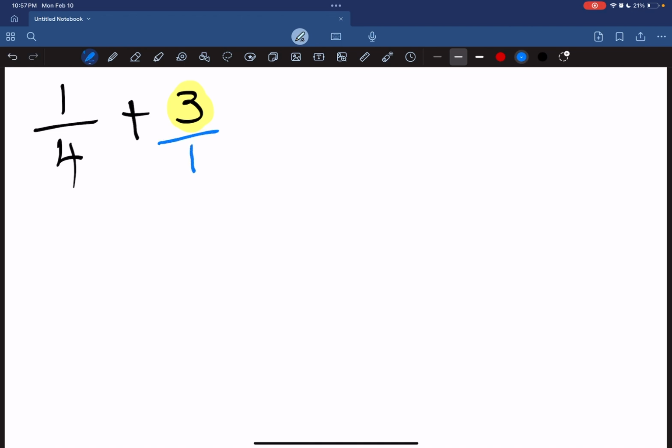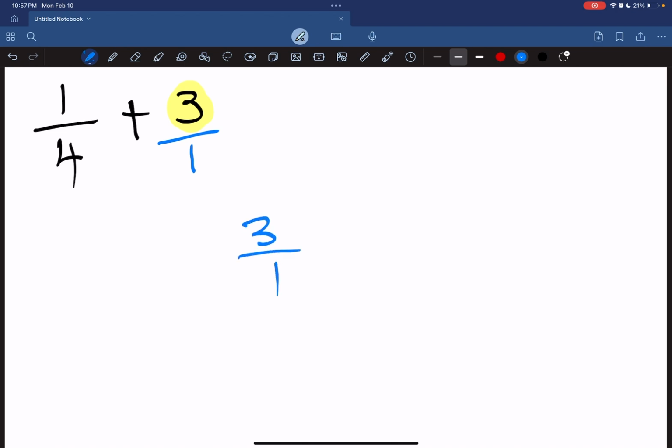3 over 1 is the same thing as 3. 10 over 1 is the same thing as 10. 5 over 1 is the same thing as 5. Anything over 1 is the same thing as the original number itself. But not anything under 1, or 1 over any number. This is not the same thing.